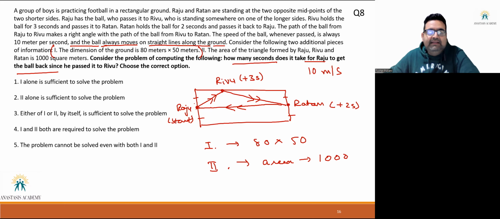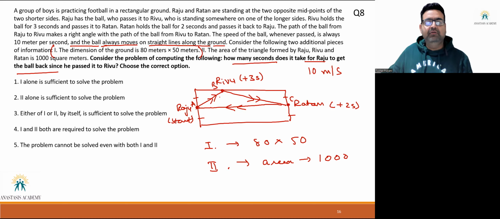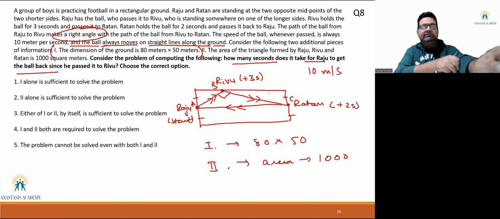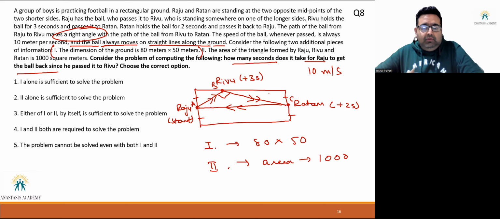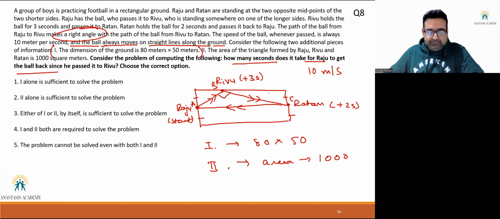So basically, let's say these points are A, B, and C. They're asking, can you find all sides of triangle ABC? Right. There was information given in the middle that there is a right angle between these two paths as well. From Raju to Rivu and Rivu to Ratan, there was a right angle triangle as well. So the first statement is fairly obvious. You can calculate, because I can calculate using the Pythagoras theorem only, right? I know this is 80, right? I know this is 25.